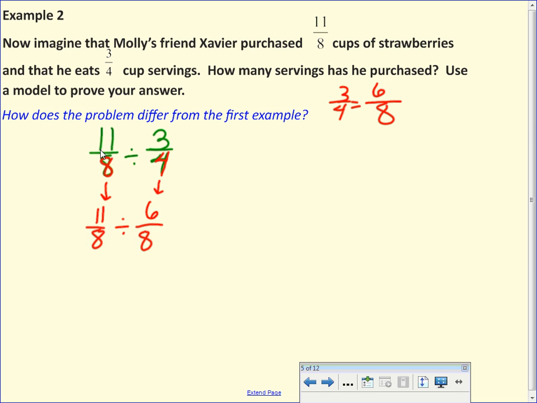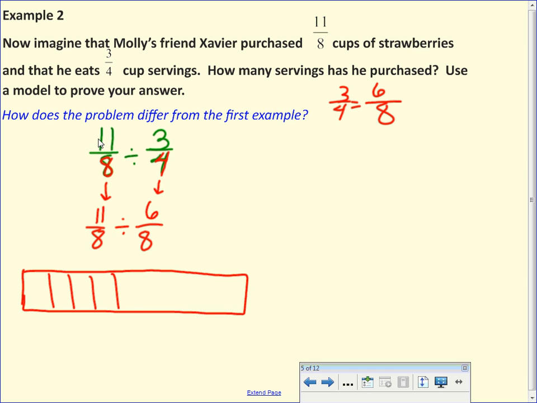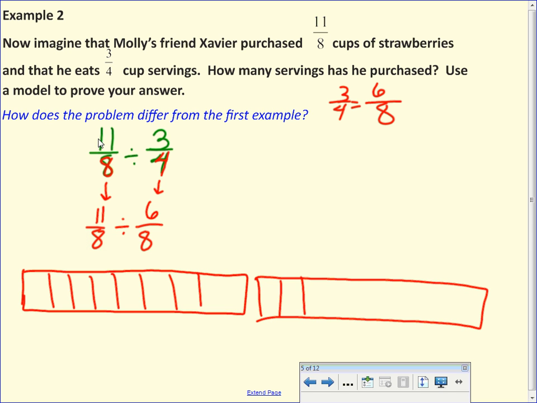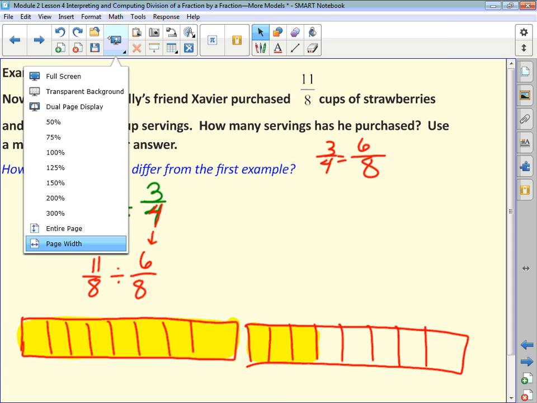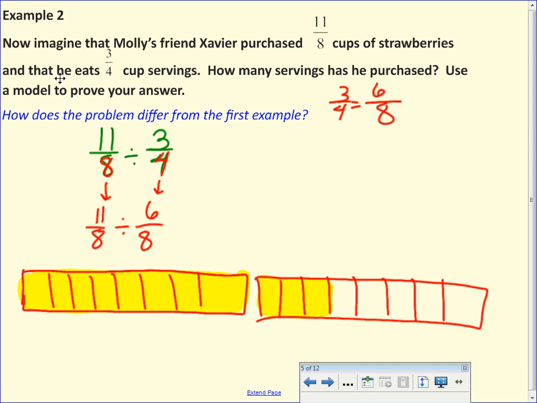Go for it. Either give me a tape diagram or a number line. Because my denominator is 8, I'm dividing my tape diagram into 8. So I have my boxes of 8/8. Now I need 11 of them. So here's 8/8, 9, 10, 11/8. So now my picture shows 11/8. And I'm going to take my 11/8 and group them into 6/8.